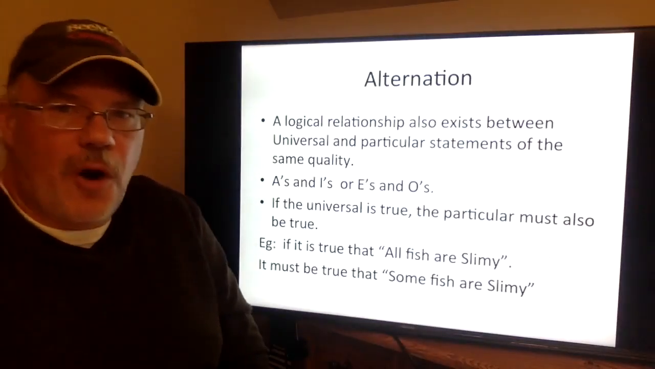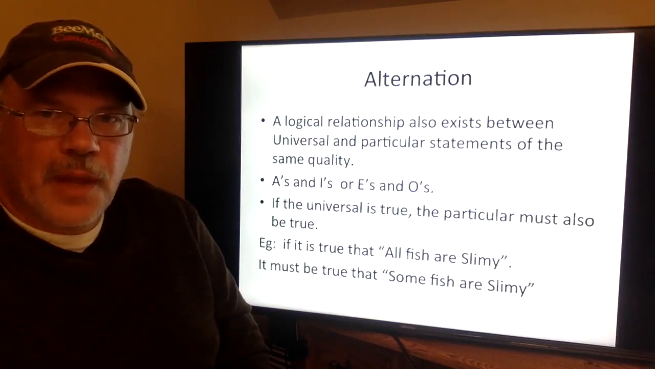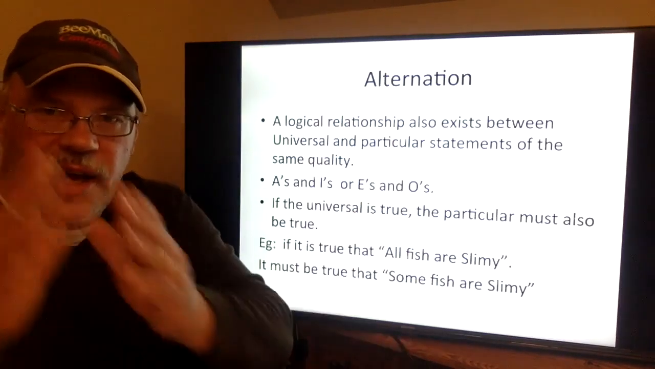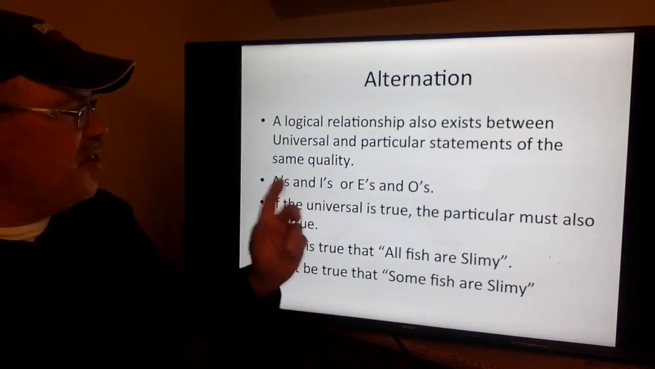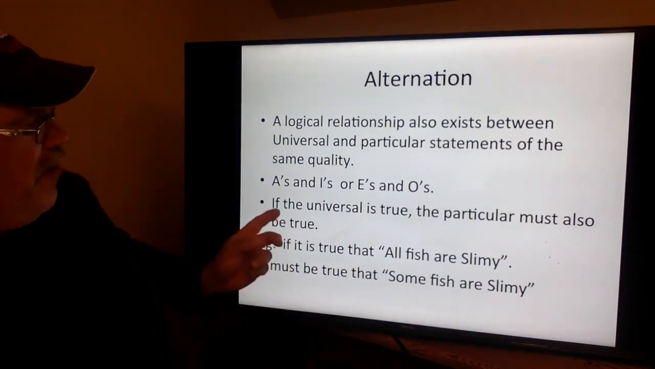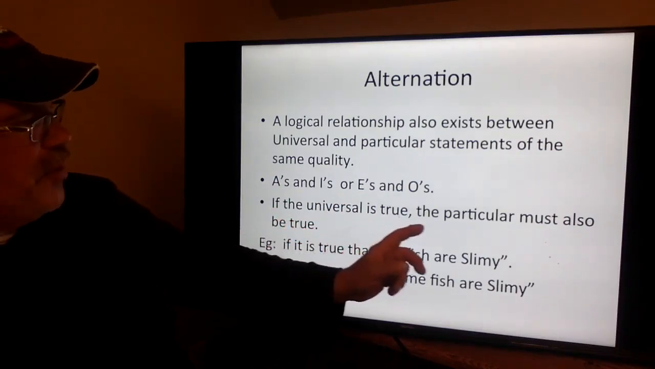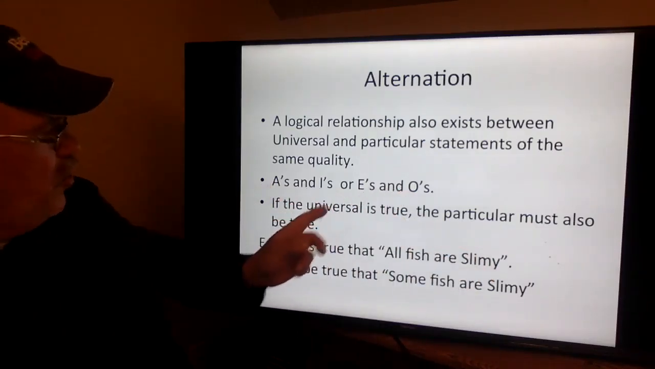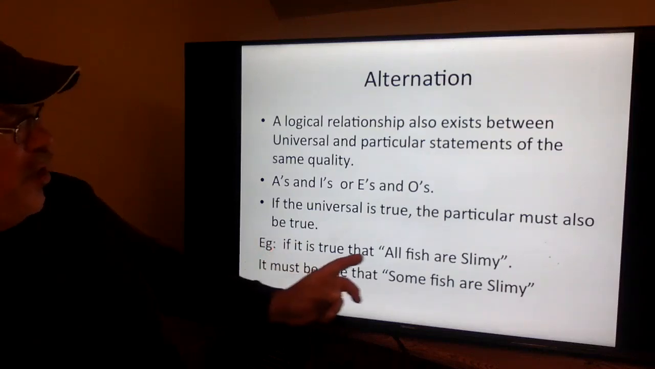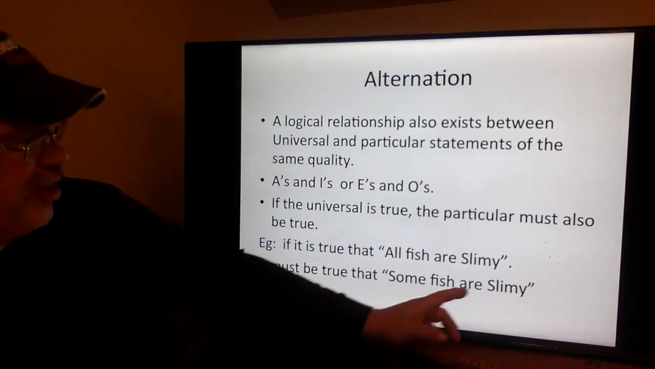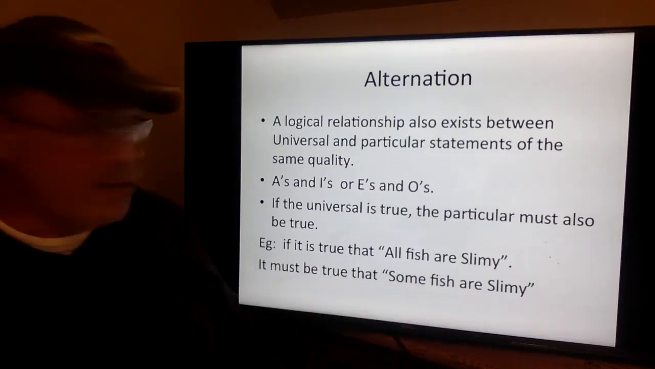Next relationship, alternation. This is the relationship between universal and particular statements of the same quality. So the positive statements and the negative statements. The A's and the I's are the positives. The E's and the O's are the negatives. If a universal statement is true, the particular statement, the I's and the O's, must also be true. So if it's true that all fish are slimy, it must be true that at least one fish is slimy, as long as there is a fish.